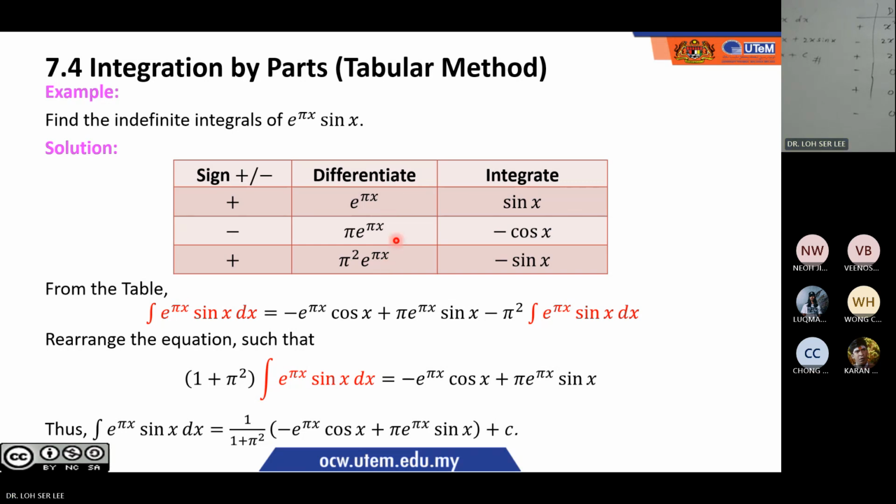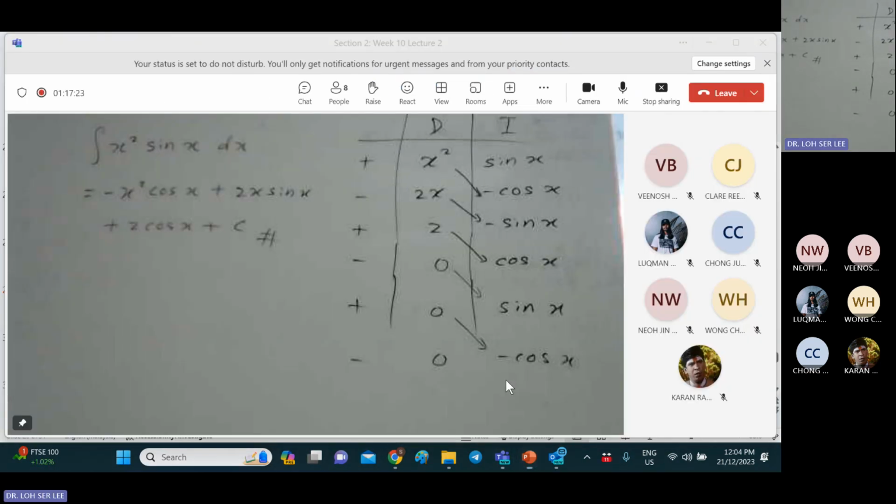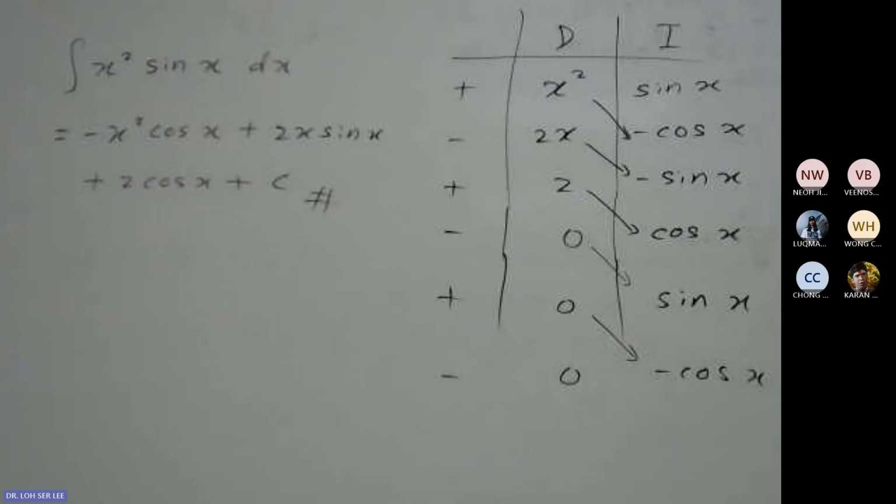Okay. So this one, you just compute 2 more rows. You can either choose sine x here, exponential here, or exponential here, sine x here. It doesn't matter. It will give you the same answer. So this one, work out 2 more lines. Okay. Because if I go back to this.